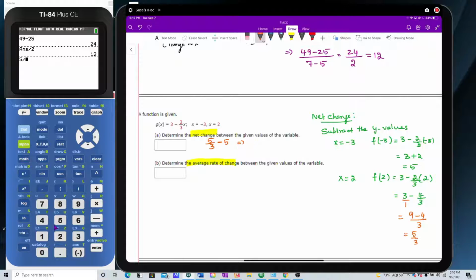So we'll check that. 5 over 3 minus 5. I'm going to keep it in a fraction. -10 over 3. So that is the net change. So the net change is just the difference between the y values.